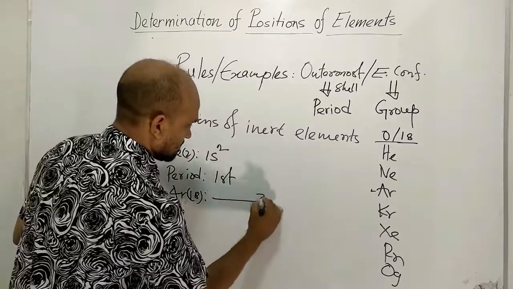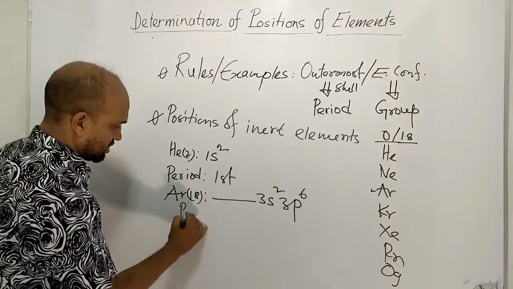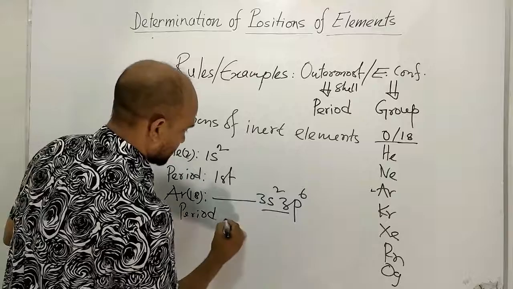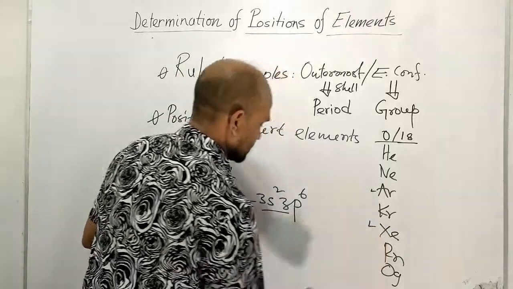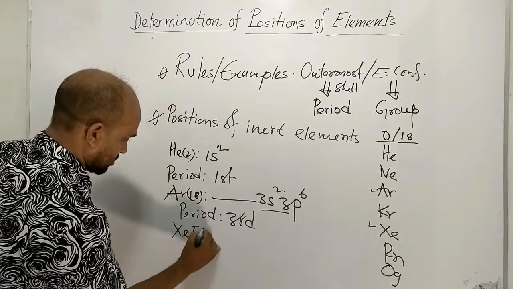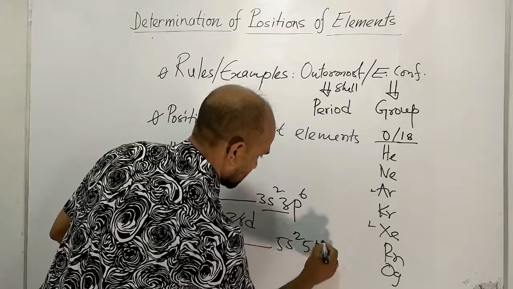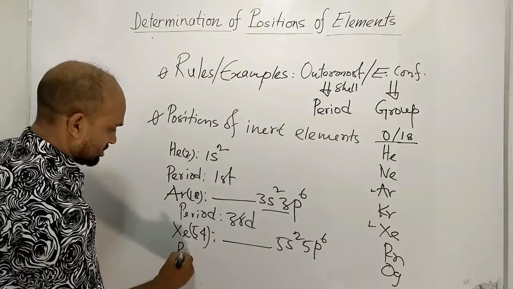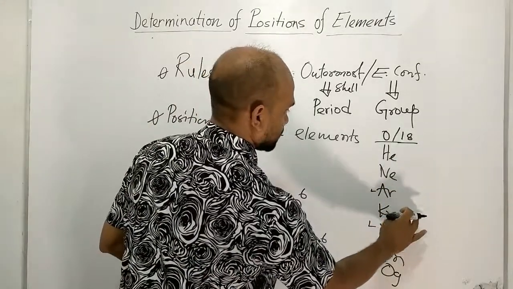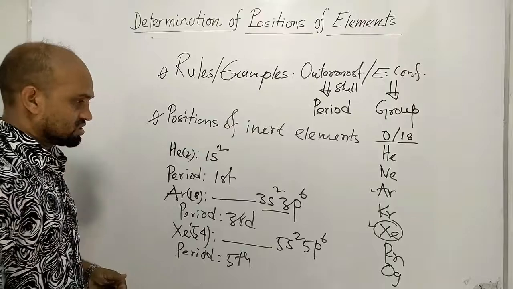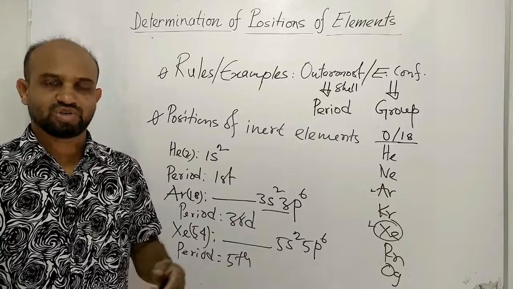Let's see another example, that is argon 18. Here it is 3s2, 3p6. So its period is 3rd period. Let's see another example, xenon. Xe xenon 54, 5s2, 5p6. Its period is 5th period. 1, 2, 3, 4, 5. 5th period. So this is about the positions of inert elements in the periodic table.